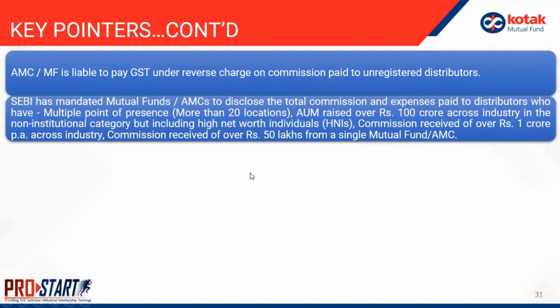SEBI has mandated all the AMCs to disclose total commission and expenses paid to distributors who have, let's say, multiple points of presence, अलग-अलग locations में उनका presence है, more than 20 locations. AUM raised over 100 crores across the industry in non-institutional category, but including HNIs. Commission received over rupees 1 crore per annum across industry. Commission received over 50 lakhs from a single mutual fund or an AMC.